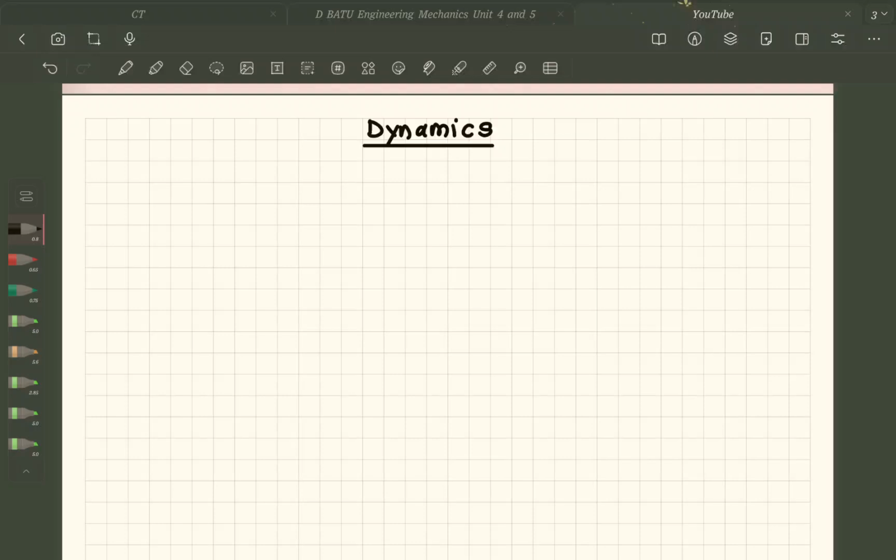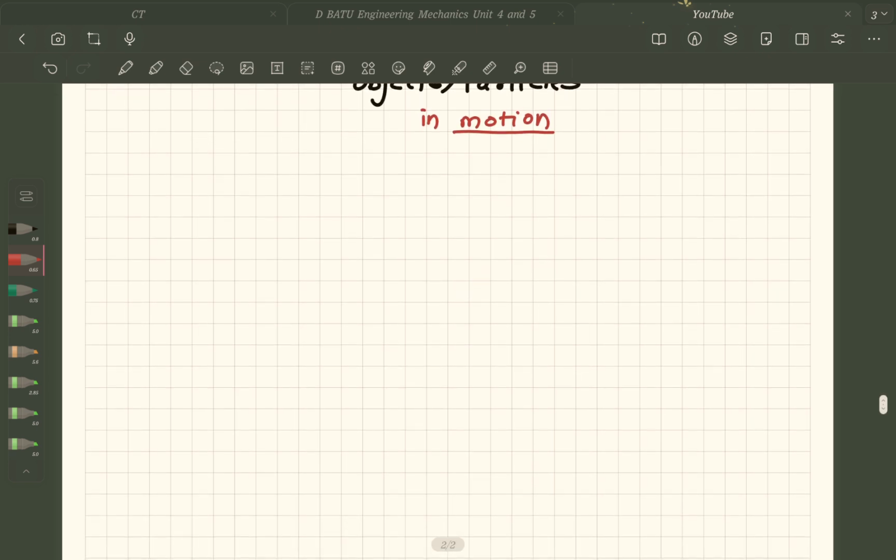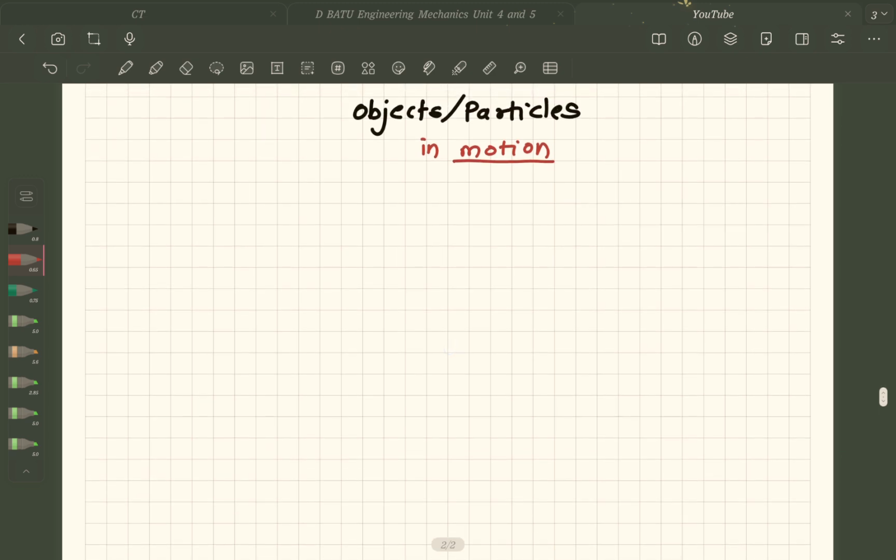When you discuss dynamics, we are either discussing objects or particles which are in motion. To define the motion, we need certain parameters which will help us understand the type of motion. So first, in this lecture, we'll be discussing what the basic parameters required to understand the motion are and how we can define the motion.